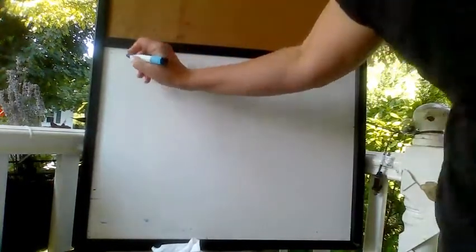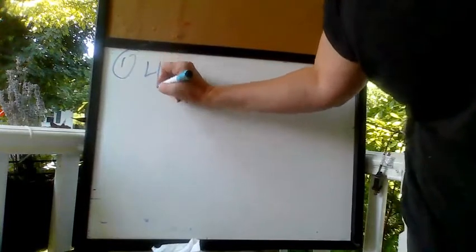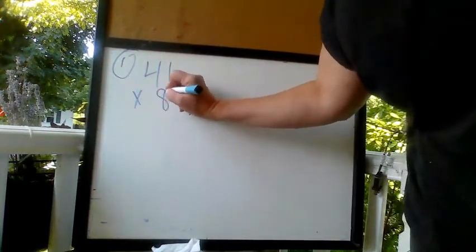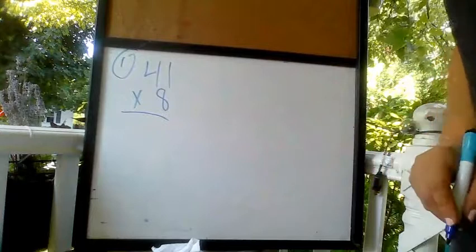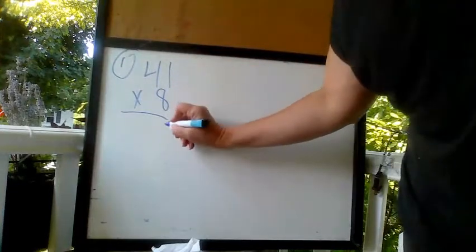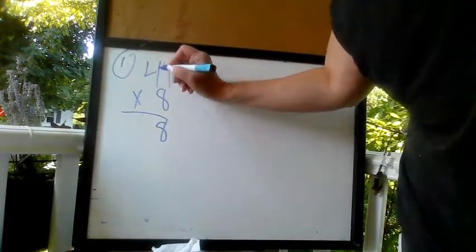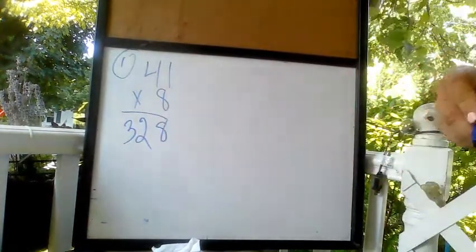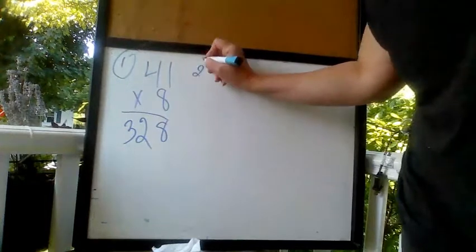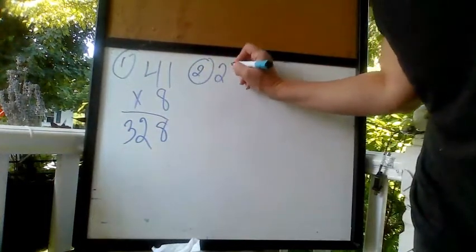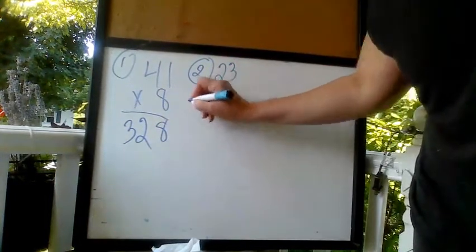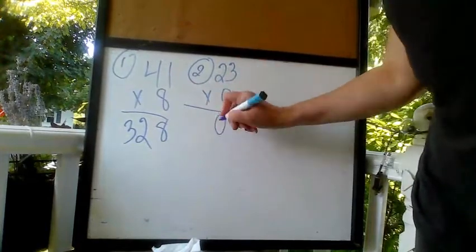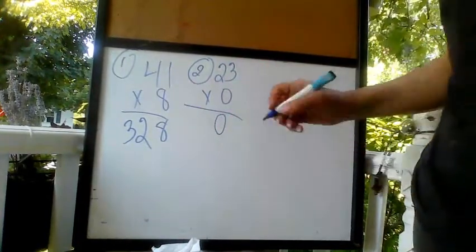Okay. So I'm going to start with number 1. 1 is 41 times 8. So we say 8 times 1 is 8. 8 times 4 is 32. The answer is 328. Number 2 is 23 times 0. 0 times anything is 0, so the answer to 2 is 0.